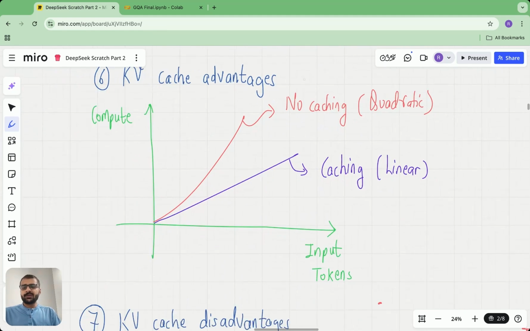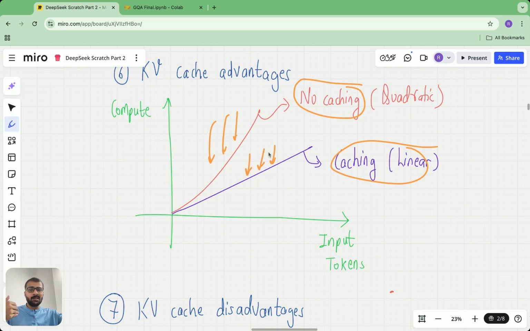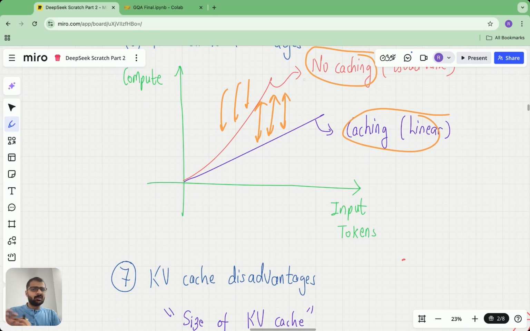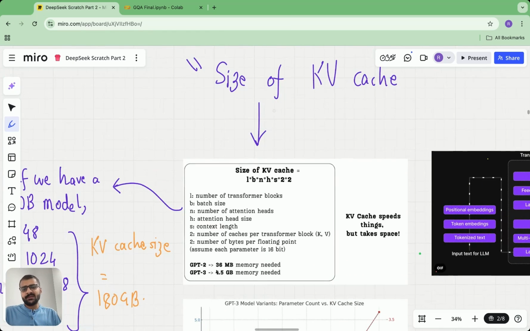Although the key value cache offers a lot of benefits, such as a linear relationship between the input tokens and the compute time, whereas if you don't do caching, the amount of computations we need to do increases quadratically. If we do caching, on the other hand, the amount of computations needed increases linearly with the input tokens. So we save a huge amount of computational cost, and we don't have to do repeated computations again and again. That's one main benefit of the KV cache. However, it comes with a dark side which we learnt about in the previous lectures, and that dark side is that it takes a lot of space in the memory.